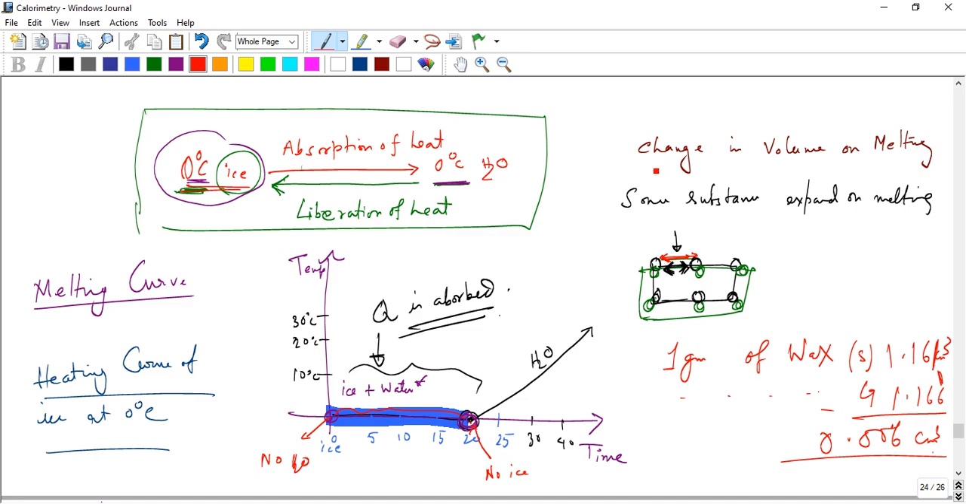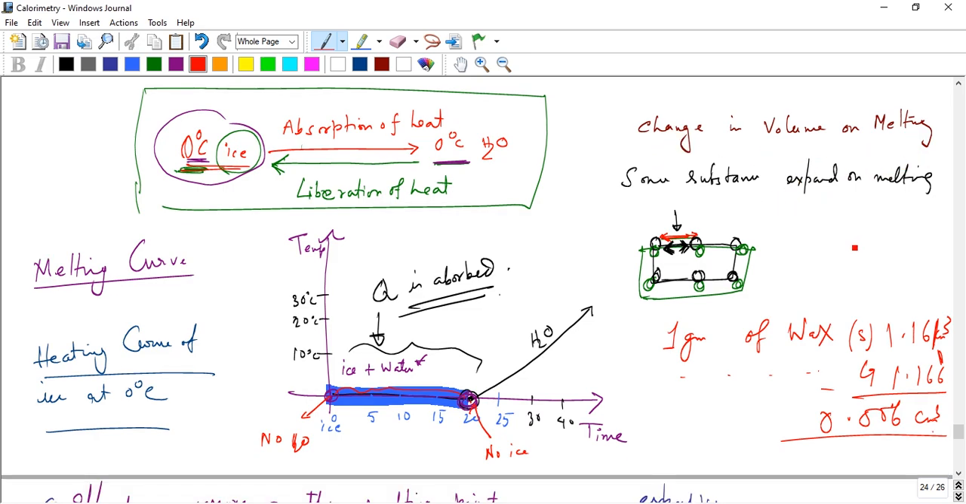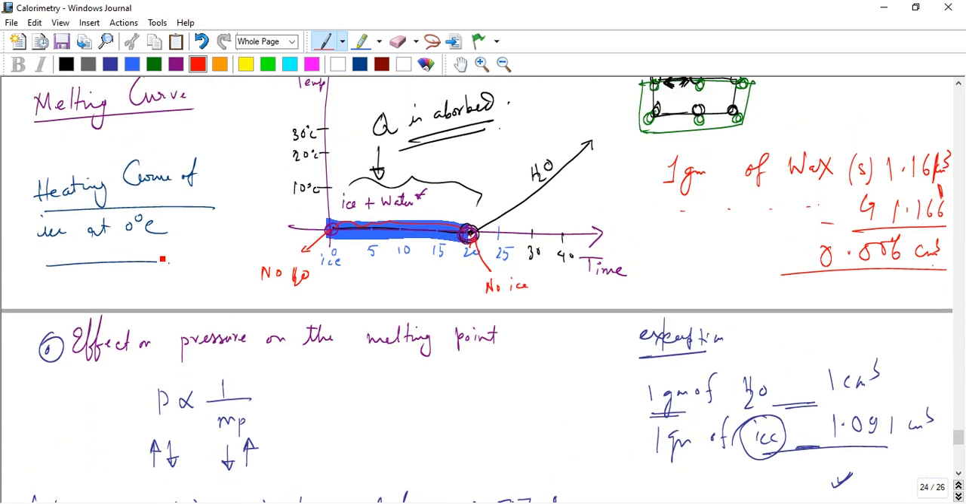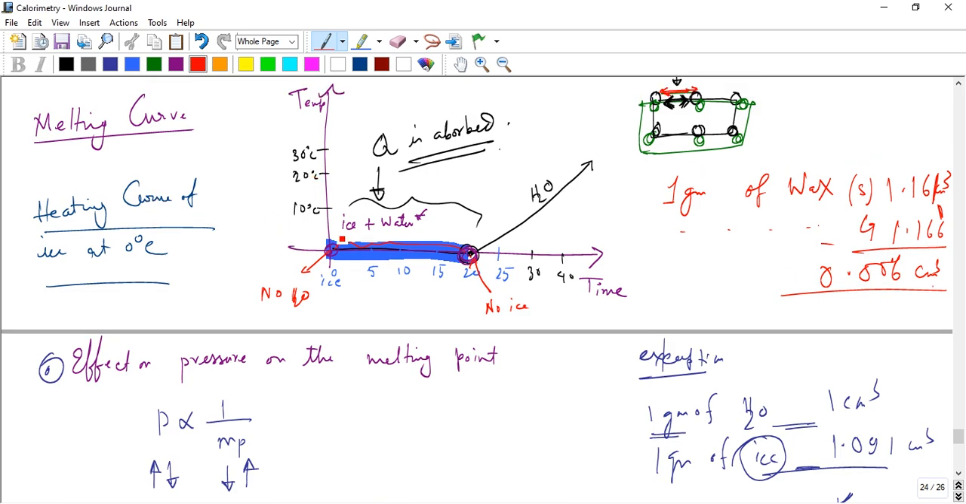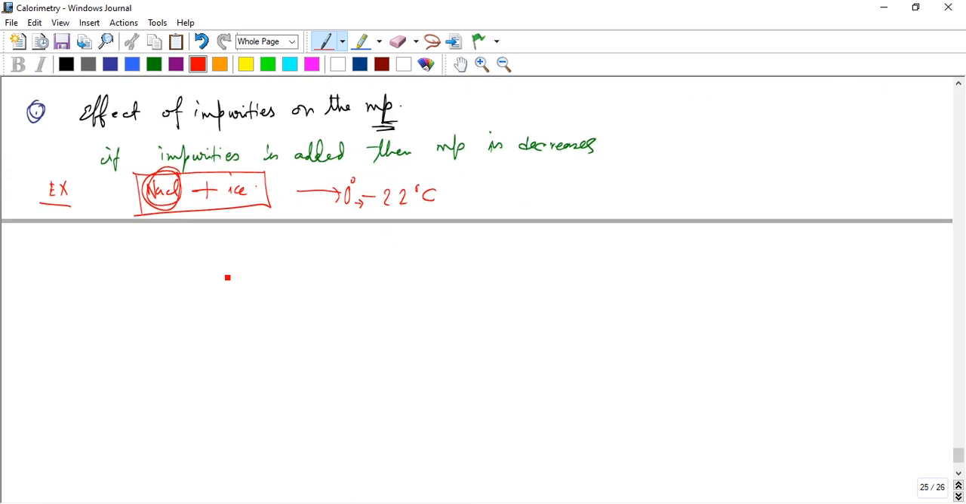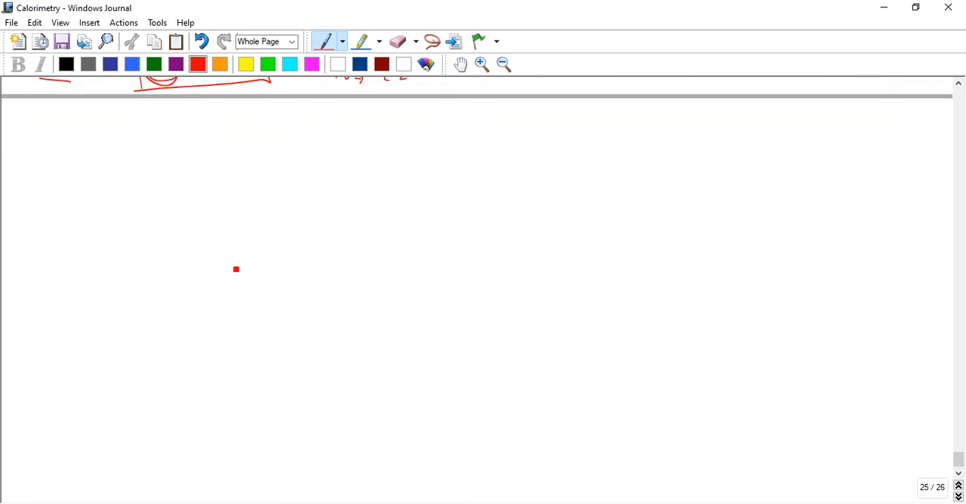Another important thing is that melting changes volume. Some substances like wax expand, but the exception is water. There is a melting point curve at 0 degree centigrade, and a heating curve. Now we discuss vaporization or boiling. That's important.